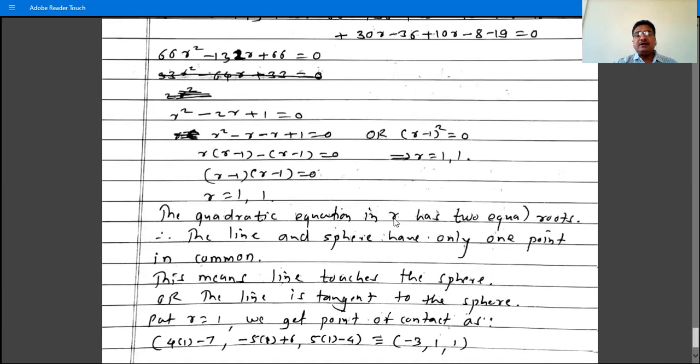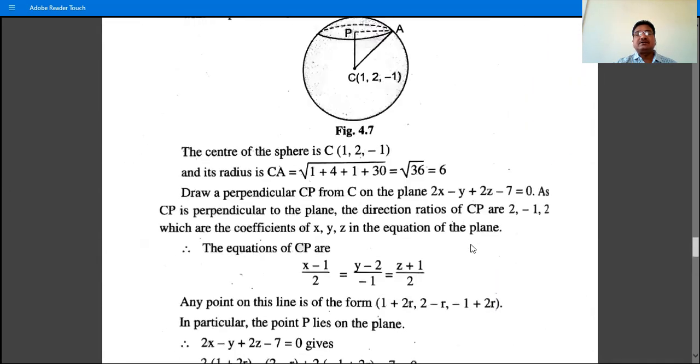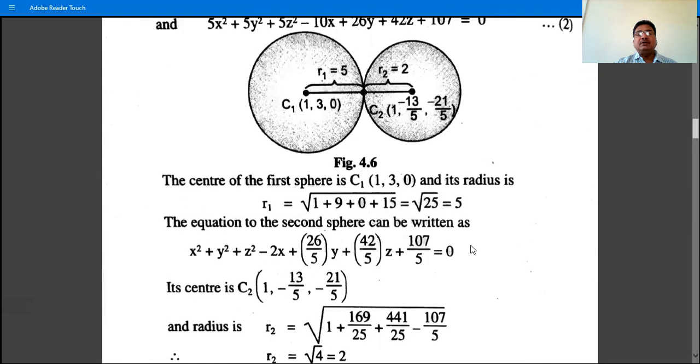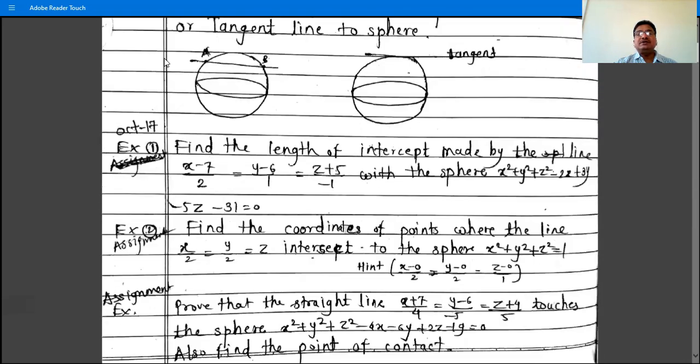So the quadratic equation in r has two equal roots, and therefore the line and sphere have only one point in common, or we say the line touches, or intersects, the sphere in only one point. If we have two different values of r, then the line intersects the sphere in two different points. That is a situation like this. If we have two values of r, the line intersects the sphere in 2 points, that is at the point A and at the point B.